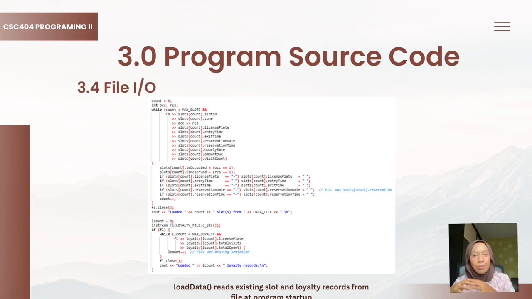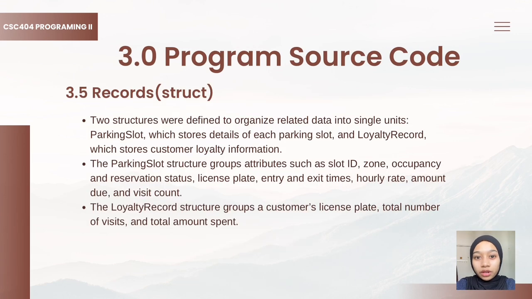The function then repeats a similar process for the loyalty records, opening the loyalty file and, if it exists, reading in each customer's license plate, total visits and total amount spent before closing that file and confirming how many loyalty records were loaded. For this part of our project, we use a struct.